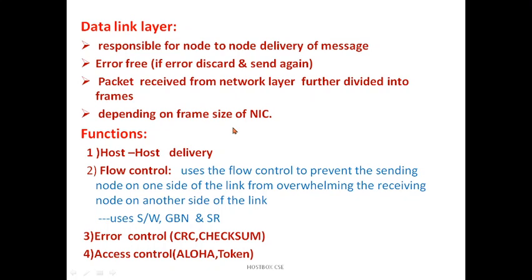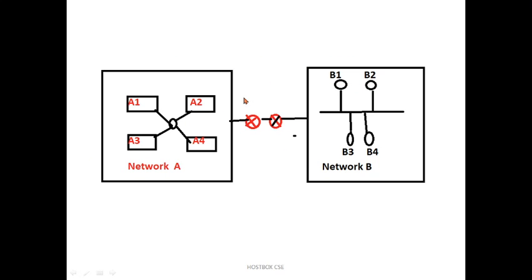Let's see the functions, the responsibilities of the data link layer. Going one by one, these are very helpful for competitive exams. The first point is host-to-host delivery. Before going into this, let's see the diagram. Assume you have two networks, A and B. Network A has computers A1, A2, A3, A4, and network B has computers B1, B2, B3, B4, following bus topology, connected with the help of routers, R1 and R2.